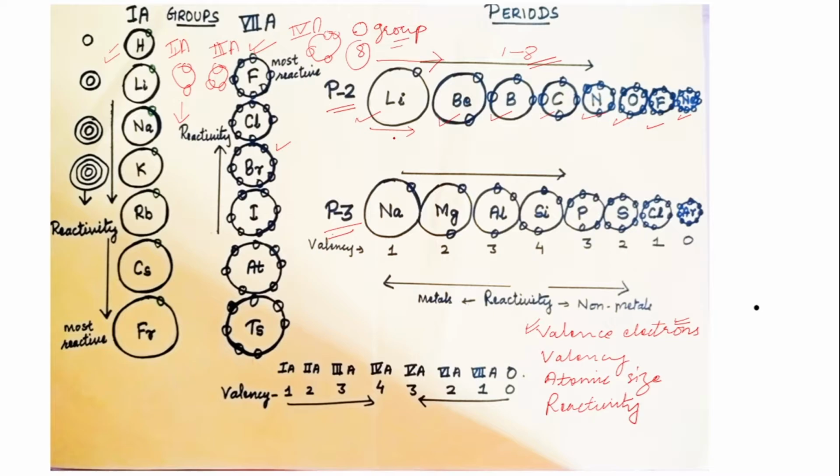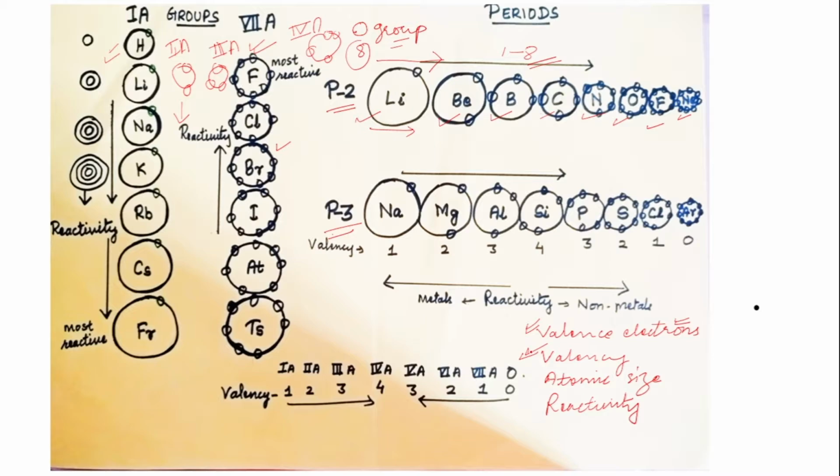Okay, now this is the valence electron. Now the next characteristic we'll go to is valency. Valency of the elements in groups and the periods. Okay, so valency is the combining capacity of an atom, right?